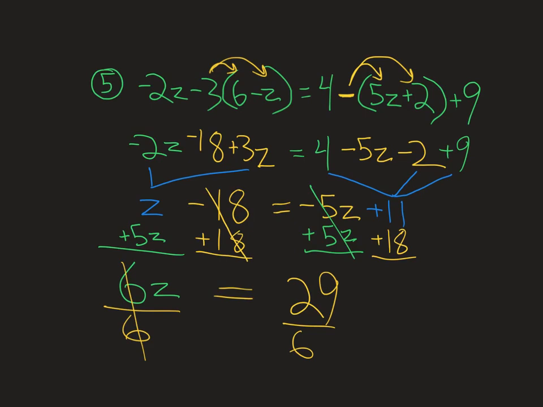Get the z by itself, canceling off that 6. And we end up with 29 over 6. And that'll go in. If we want to rewrite that, 6 times 4 is 24. And 5/6. There you go.